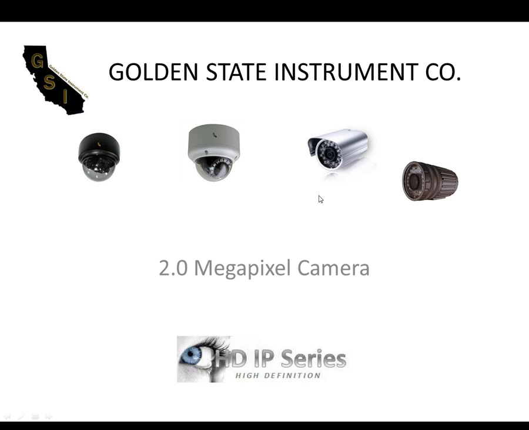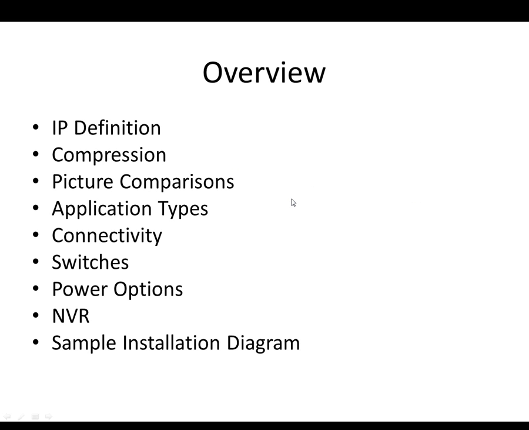So today's webinar is about our 2 megapixel IP cameras. We're going to go over some the IP definition. We're going to go over compression types. I'm going to show you some picture comparisons, application types, how to connect them together, how to use switches, different power options, some NVR network video recorders, and a sample installation diagram. And at the end of our PowerPoint presentation, we're going to go over how to build your own NVR and connect your cameras.